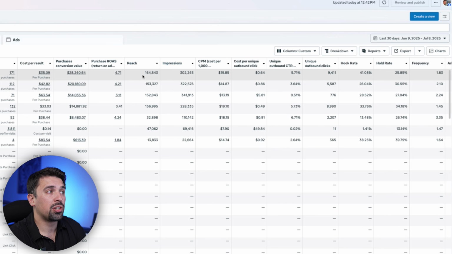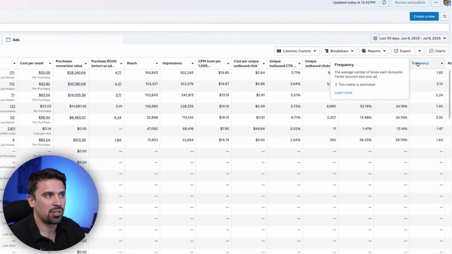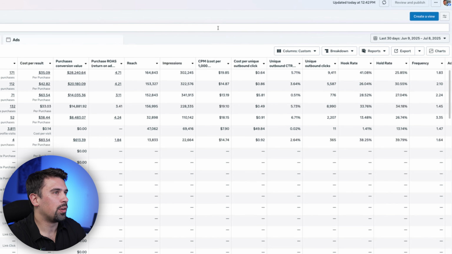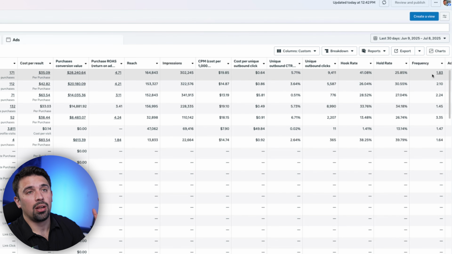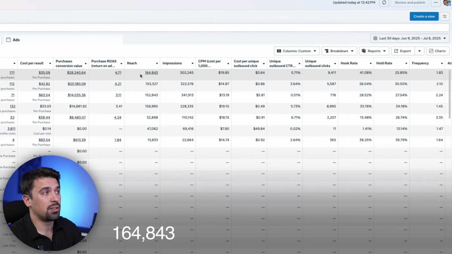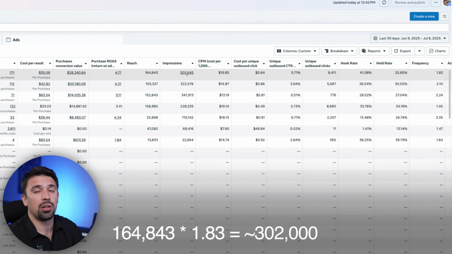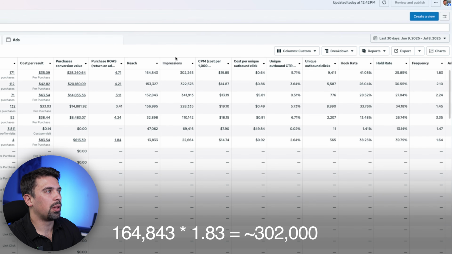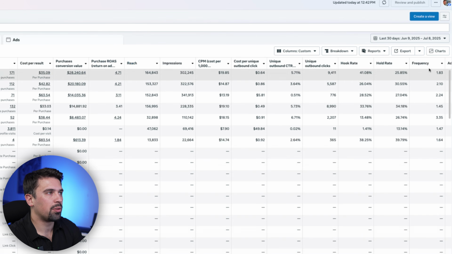So notice we reached 164,000 people, but we got on 300,000 screens. That means on average, people are seeing it around 2 times. If we look at our frequency metric, which tells us the average number of times each account saw your ad, that makes sense, right? On average, people saw it 1.83 times. If you multiply 164,000 by 1.83, you get that 302,000. So that's the relationship between reach, impressions, and frequency.